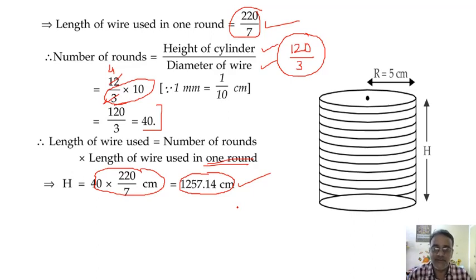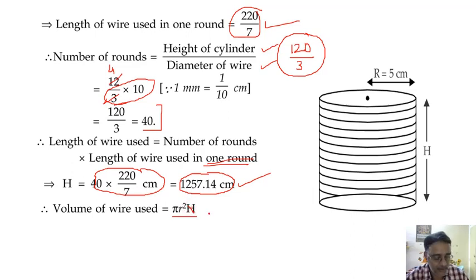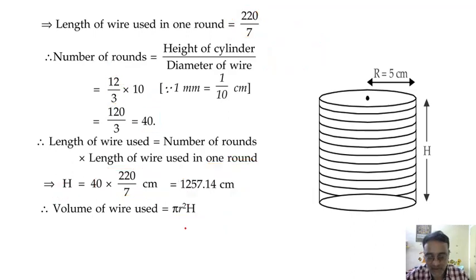Now, this is the length of wire. We have to find the volume of wire. Why volume? Because we have to find the total mass of the wire. So what is the volume of wire? What is the shape of wire? Cylinder. Cylinder, right. So volume of wire will be pi r square h. The total length is capital H only, right.